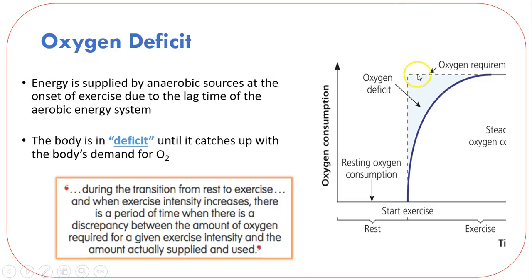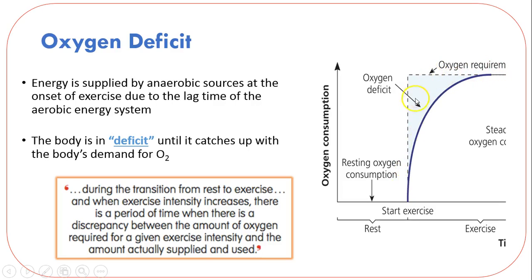So you can see at this point, the line represents once we start to exercise, immediately our oxygen requirement is up at this point. Okay, and then when we start to exercise, it takes a little while for our heart rate to increase and our respiratory rate and all of those things. So our demand is up high and what we're delivering is lower. So you can see that there's this gradual increase in the oxygen that we're delivering to the working muscles.